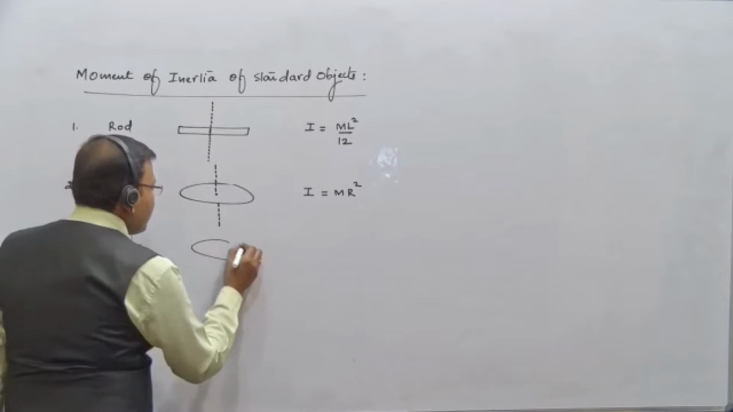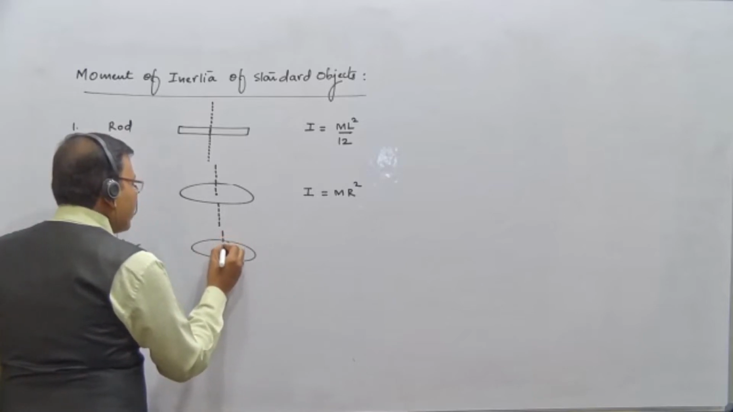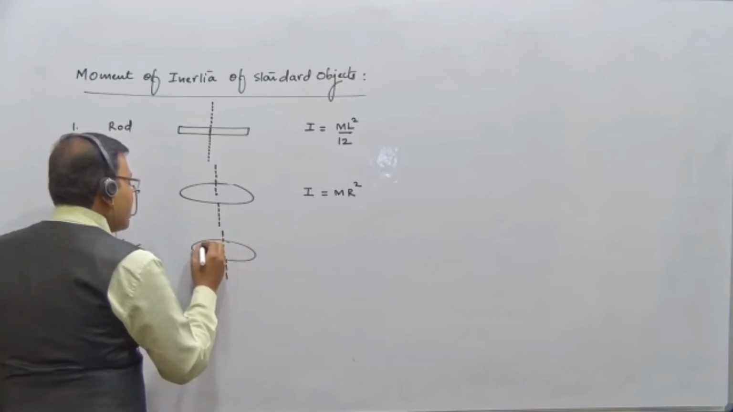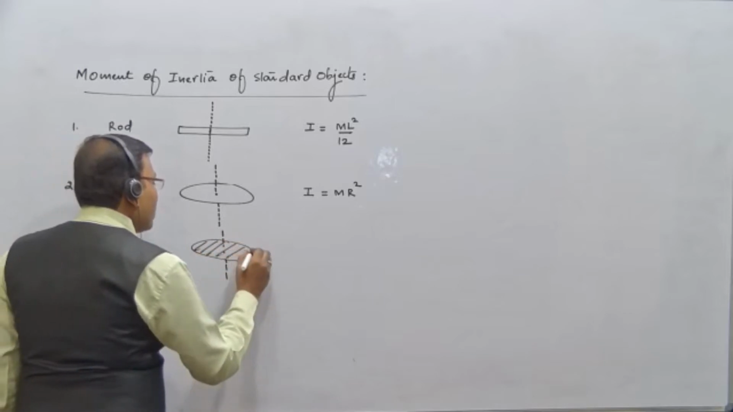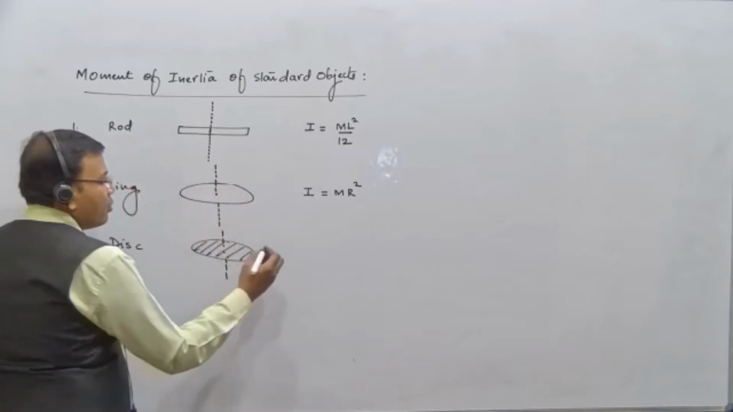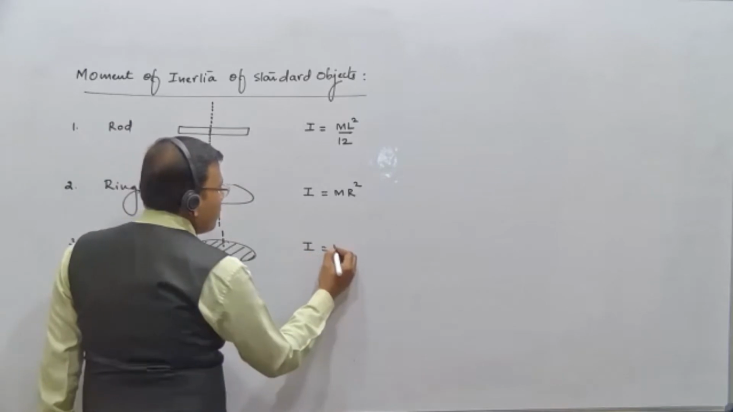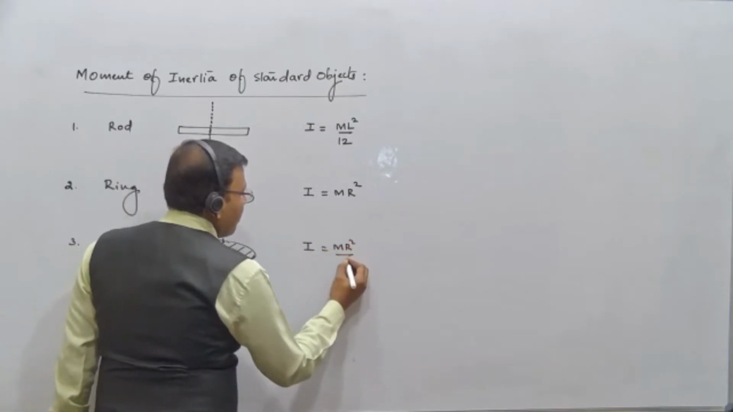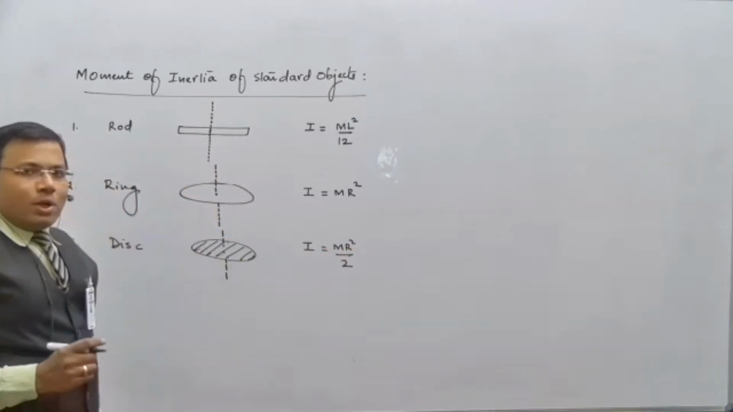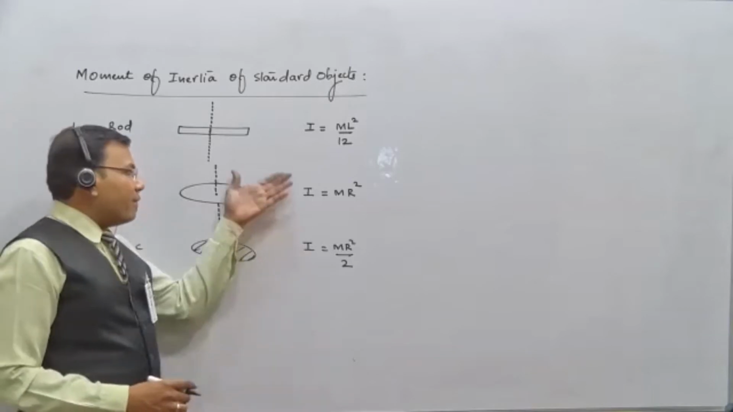Next we go for the disc. You should know the difference between a ring and a disc, beta. A disc has fully filled-up material, while the ring is empty inside. So for the disc, I is equal to MR square by 2. Now pay attention, very important thing. This everyone can understand.